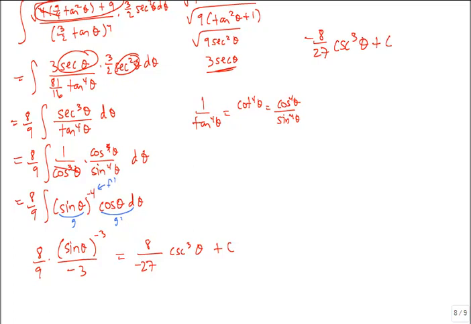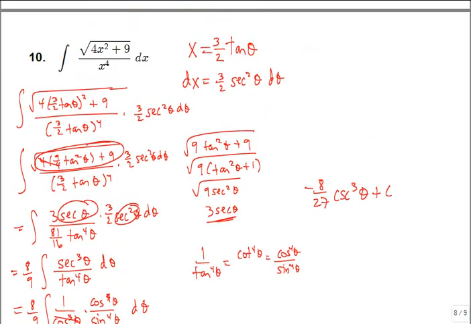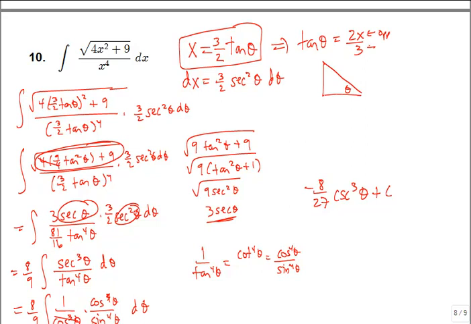Now we need to figure out what it is in terms of x's. So we go to here. To get the tangent theta by itself, we need to multiply by the reciprocal. So I'm going to multiply by 2/3 times that x. So this becomes 2x over 3. So from that I can create my triangle. This is your opposite side, this is your adjacent side. So 2x over 3, which means the hypotenuse is the sum of the squares of both of these legs. So 4x squared plus 9.